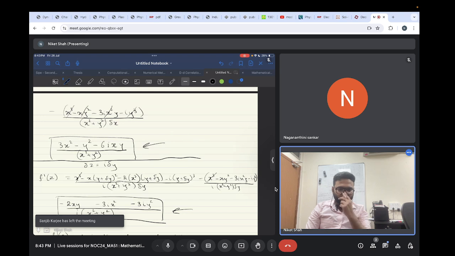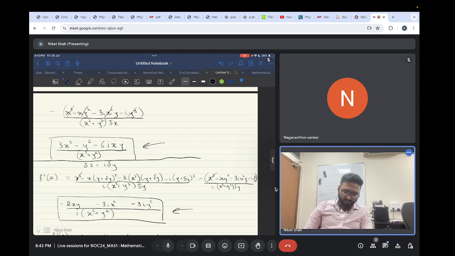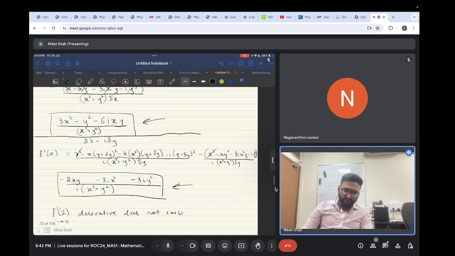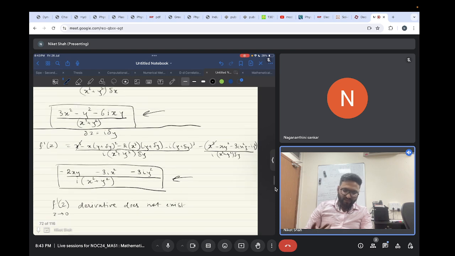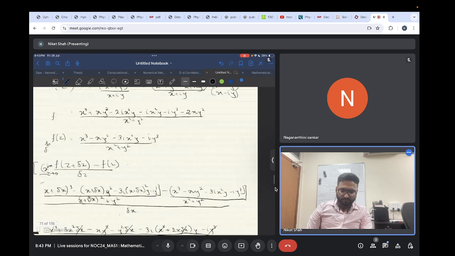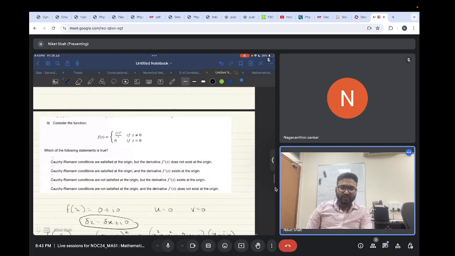It is some small value. So if I put those values here, I'll get two different results. So that's why f prime of z does not exist. That would be the conclusion. But nonetheless, you should check this for yourself and see whether this happens or not for you.